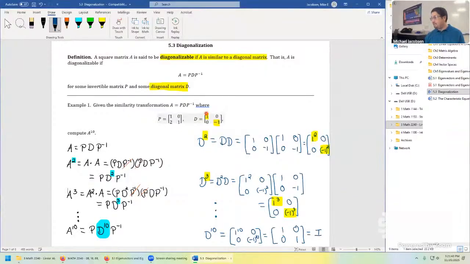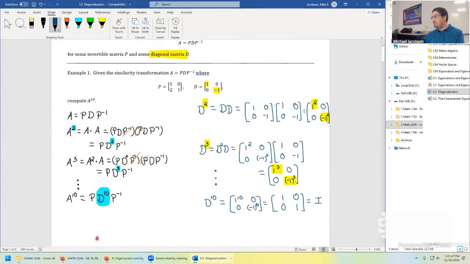We get I. But because we get I right here, our work is essentially done at this stage. This tells us A to the power of 10 is P times an identity matrix times P inverse. There's a cancellation in the middle. This is now just P times P inverse. So the whole thing turns into the 2 by 2 identity matrix.